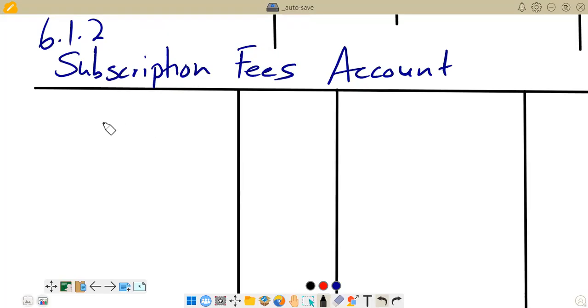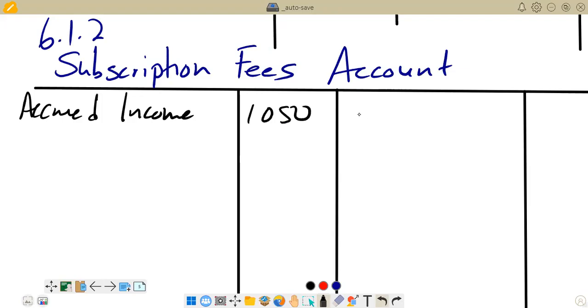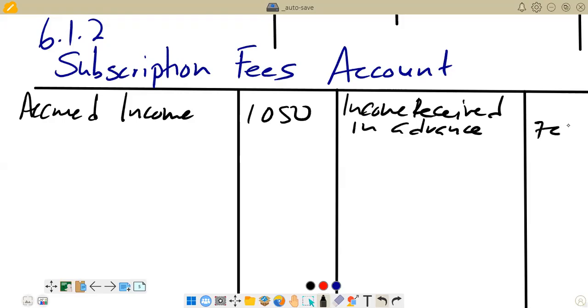Right, this was the subscription fees account. On the debit, we are just saying accrued income, and the figure that we have there is 1,050. Then on the credit, we have income received in advance, and the figure that we have is 700. So this is what we have.